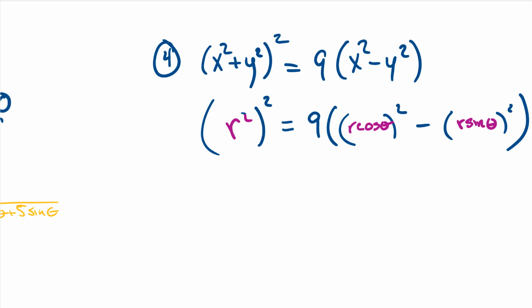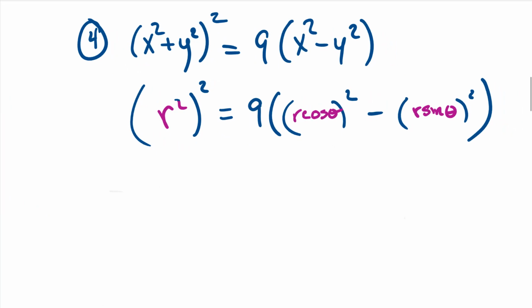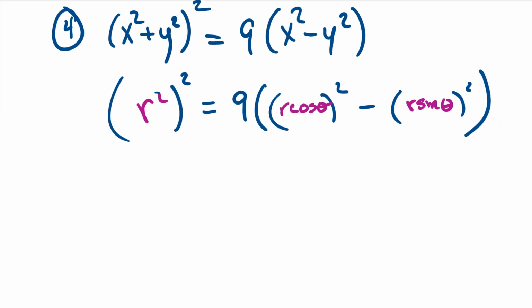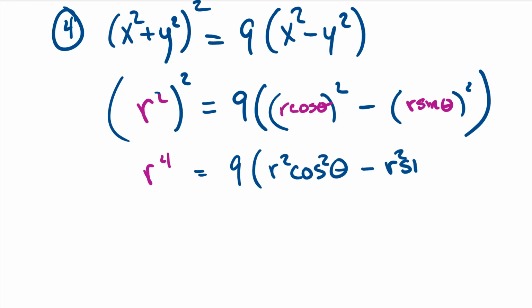Now the rest of the job is doing algebra and solving for r, or an r squared, or an r to the fourth, or an r to the whatever. Now this is going to be highly challenging. So we end up with r to the fourth, right? That's how that one worked out. And we have 9 times, and let's write it as r squared cosine squared of theta minus r squared sine squared of theta.